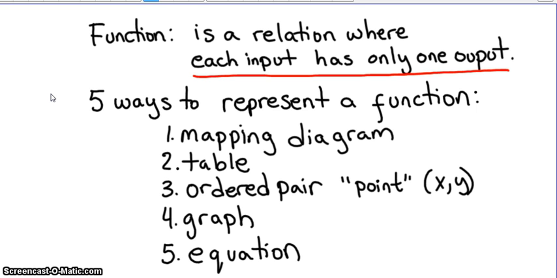There are 5 ways to represent a function: 1 with a mapping diagram, 2 with a table, 3 with an ordered pair, or you can call it a point. And we normally label our points with the x value, comma y value in parentheses. And then a graph is the 4th way, and then the 5th way is with an equation. These are all the ways we've been representing it so far, and it's how we'll continue to represent functions as we move forward in the year.